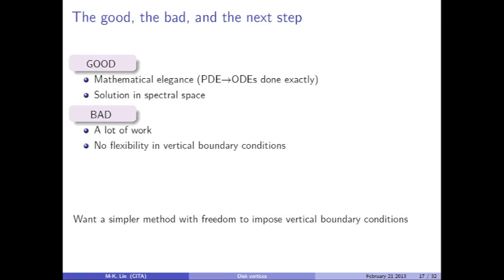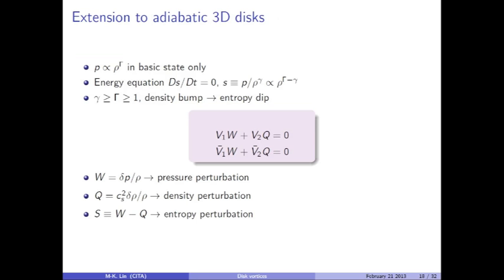Right? So essentially, what I wanted was a simpler method of solution, but at the same time I wanted freedom to impose vertical boundary conditions. That brings me to the second part of this talk, where I want to extend those linear calculations to three-dimensional adiabatic disks. I'm going to consider the same background disk as before, so I'm still considering polytropic equilibrium disks. Here the pressure is a power law function of density. I've written the power law index here as big gamma for simplicity.